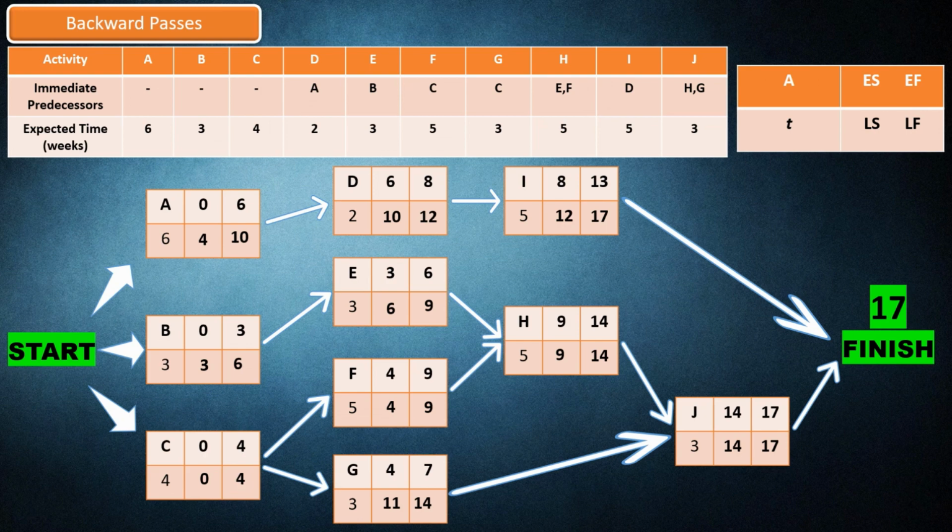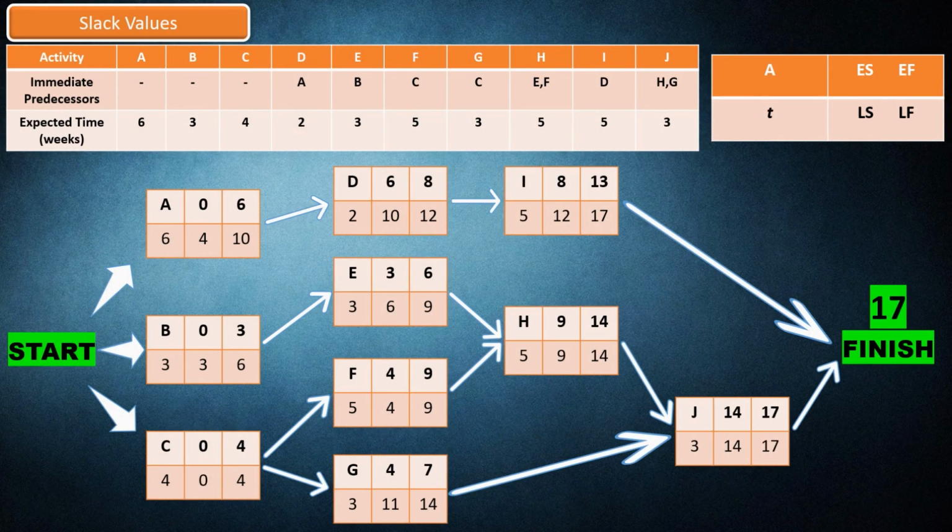Now we will determine the slack values. The slack for an activity is defined as how long the activity can be delayed without extending or increasing the project completion time. It is calculated as LS minus ES or LF minus EF. Therefore, the slack values of each activity are the following.